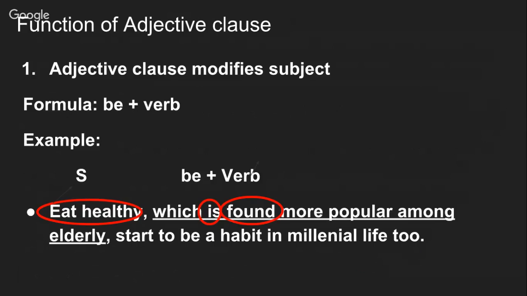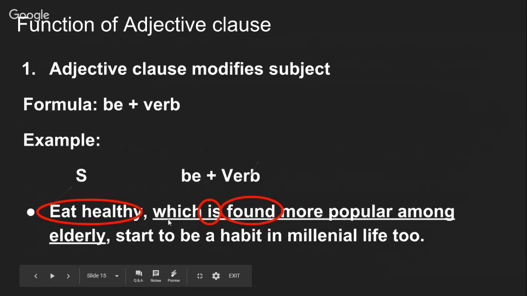Function of adjective clause. What is that, Frisca? Oh, it's an adjective clause that modifies subject. So there is a formula that we can use. We only need be and verb. So just looking for be and verb right after the marker.